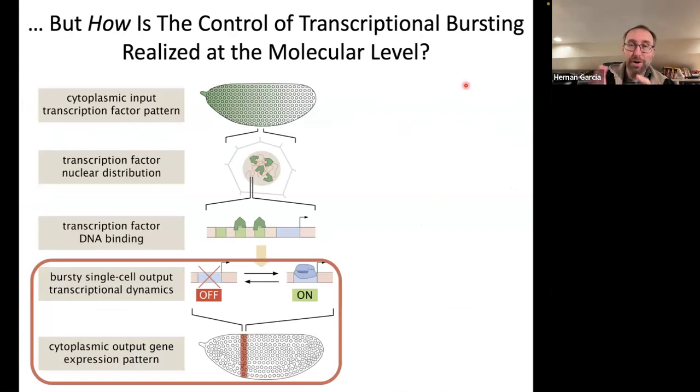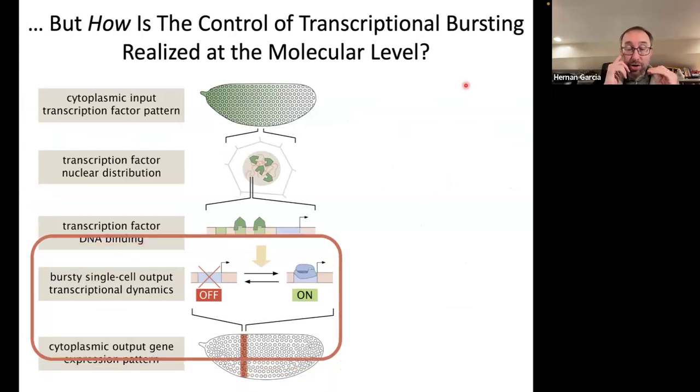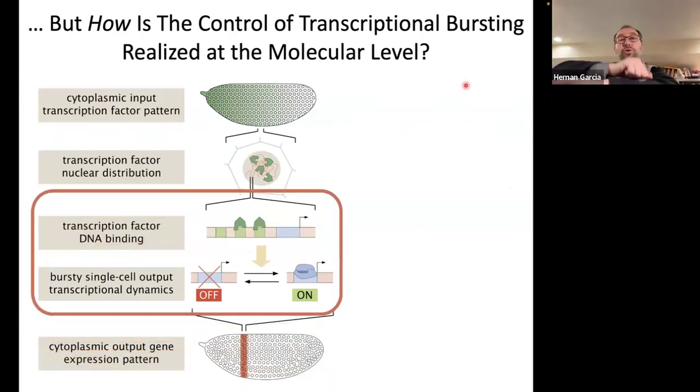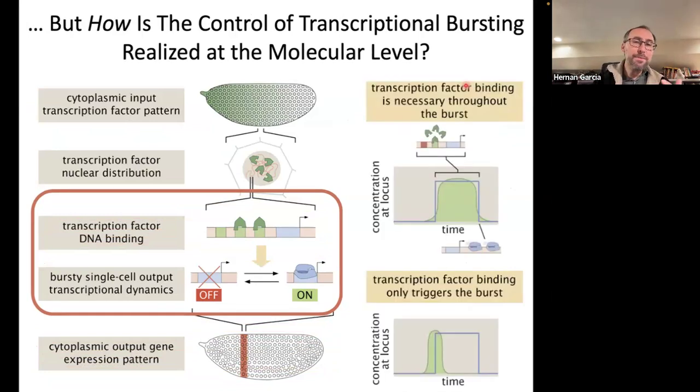And clearly, in order to answer those sorts of questions, you're going to have to go beyond just measuring the output and know something about what the transcription factors are doing when they bind to the DNA. So just to be specific, imagine that maybe a transcription factor needs to be there for the whole duration of the burst, or maybe it just needs to be there at the beginning of the burst to prime the burst. These are just two not mutually exclusive and not exhaustive scenarios, but I just want to give you a sense of how you actually need to measure both input and output in this case.